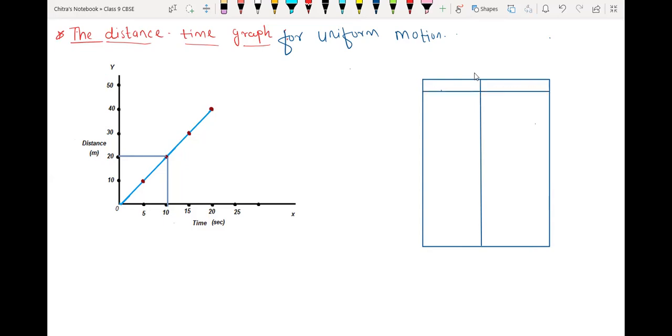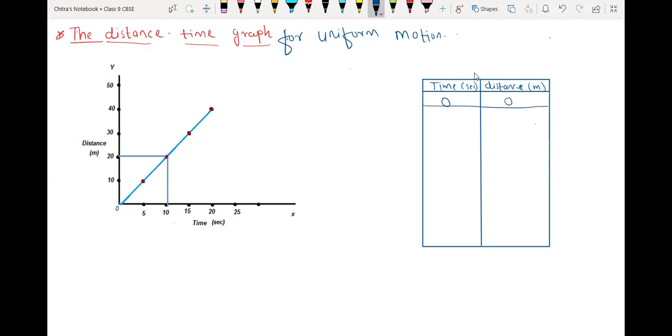Okay, is the table visible to you? Yes, sir, visible. Here I am taking time, and I am taking time in seconds, so I'm writing here seconds. And here I am taking distance, and I am taking distance in meters. Let the first value at 0 time, the distance covered by the object is 0.